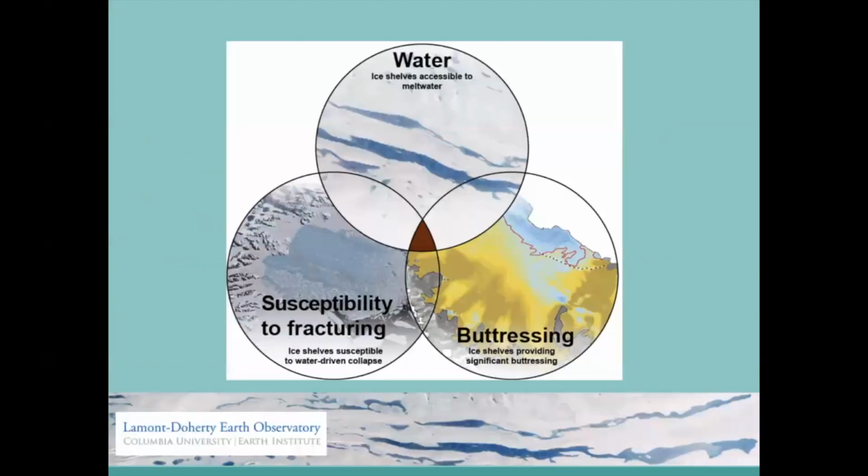And this all comes back to the intersection of this Venn diagram. Where is there going to be water? Where is susceptible to fracturing? And where is important for buttressing?